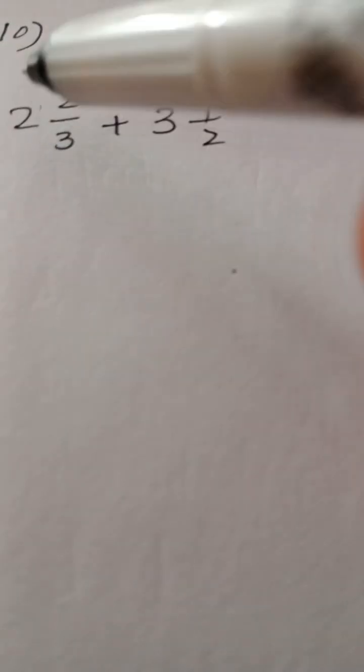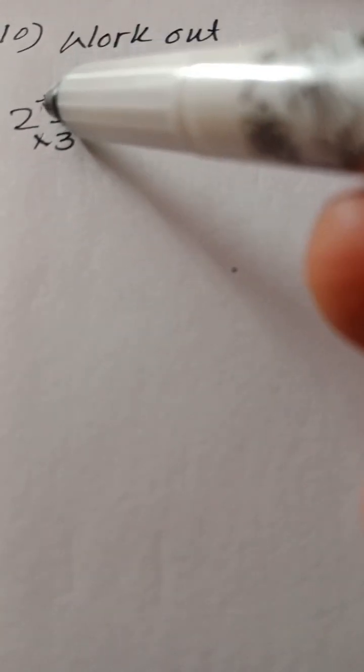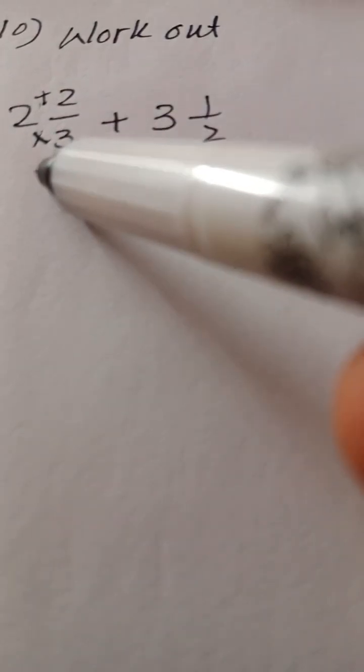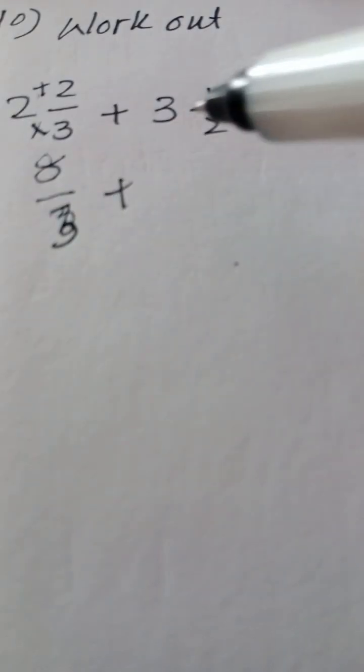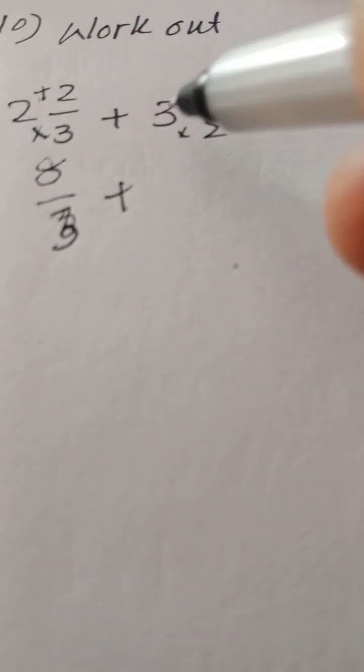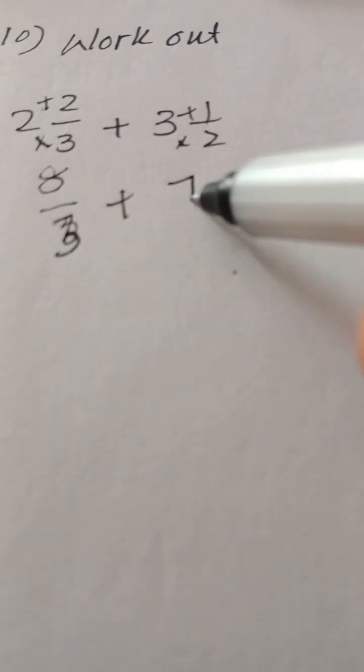Work out 2 whole 2 by 3 plus 3 whole 1 by 2. These are mixed numbers. First of all, we will convert them into improper fractions. So multiply 3 with 2 and add 2 in the product. 3 2s are 6. 6 plus 2 will give you 8, and denominator is here 3, plus multiply 2 with 3. 3 2s are 6. Add 1, that is 7. So it will become 7 by 2.